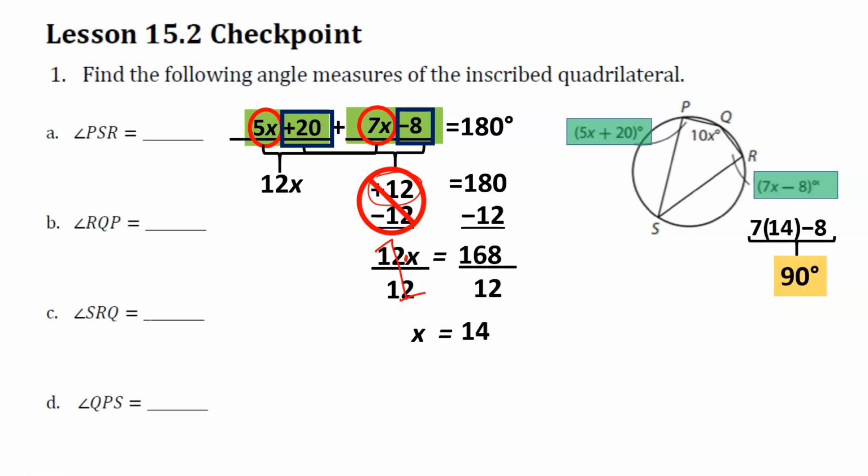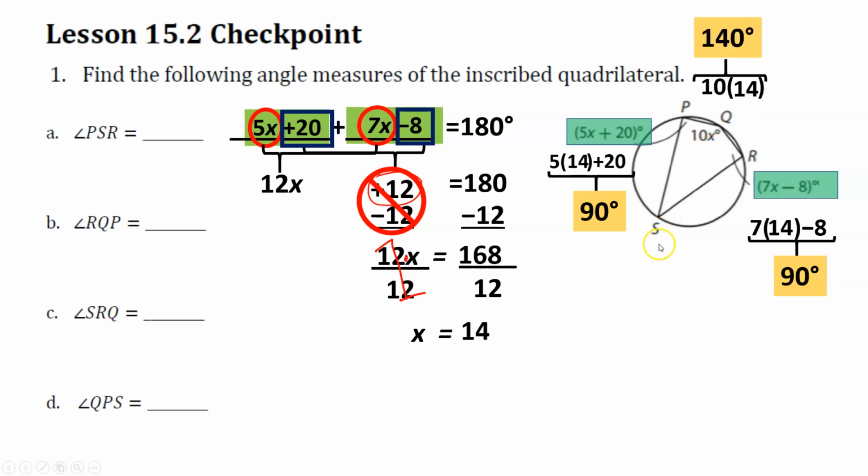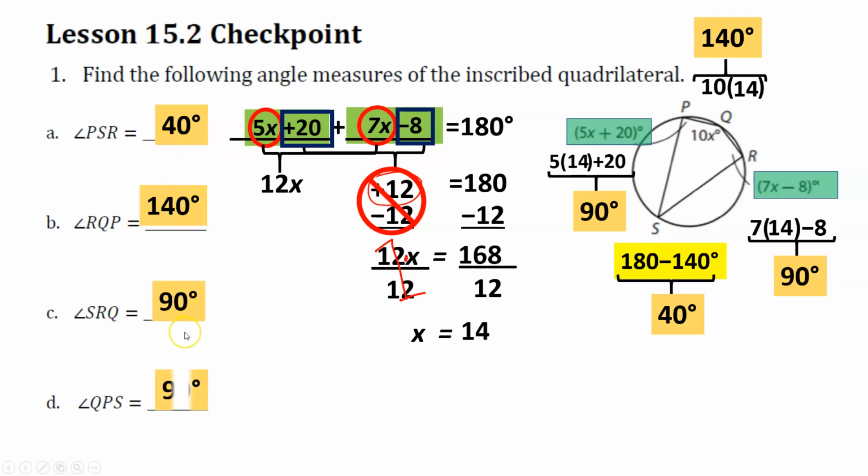So now that I know this, I can plug in for r and work that out. Unpause, that should be 90. Go ahead and plug in for x. We'll work that out, and that would be 90 as well. And last one, 10 times 14 would be 140. And then angle S, which is the last angle, what's 180 take away 140? 40. So notice here, all of our answers are just listed here.